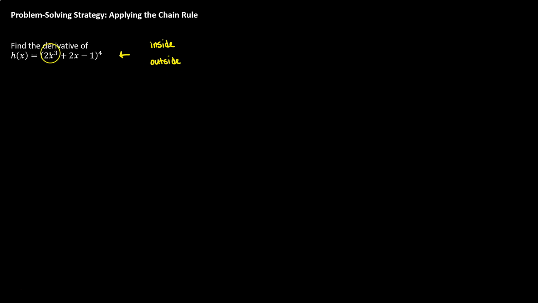The inside function looks like it is inside of these parentheses, so I'll write that as the inside function. The outside function looks like it's just this exponential on those parentheses, so x to the fourth. And if we weren't 100% sure if these really were the inside and outside functions, then we would really benefit from trying to recreate h of x.